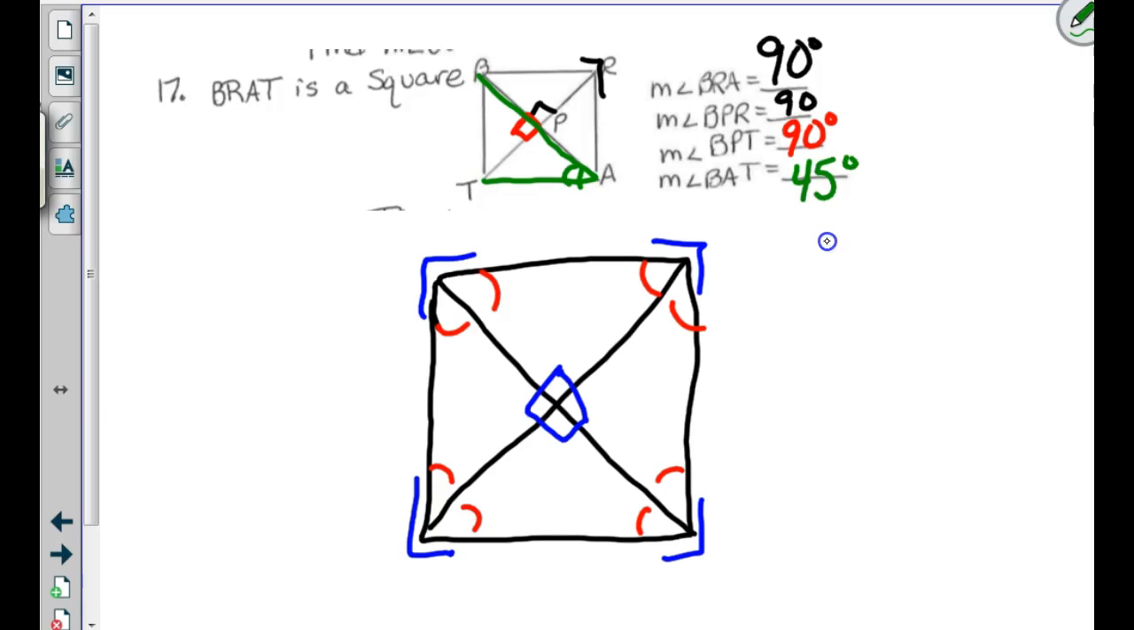Now, on your quiz, I could ask you for 3 of the 45s and 2 of the 90s, or 1 of the 90s and 3 of the whatever. But don't think that they're going to be the same exact answers on the quiz. You got to read which angles they're talking about.